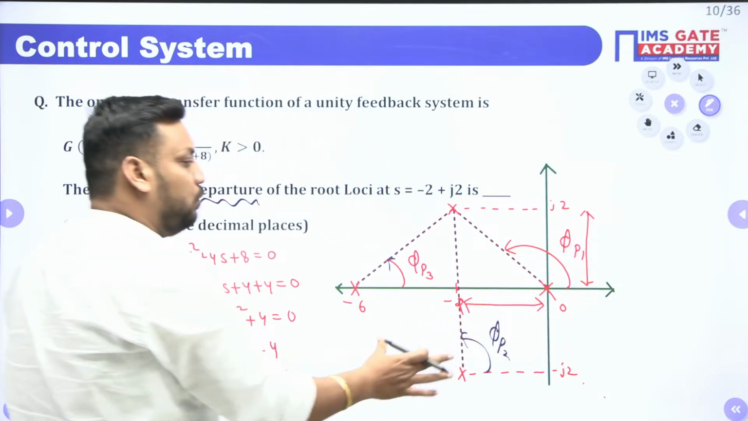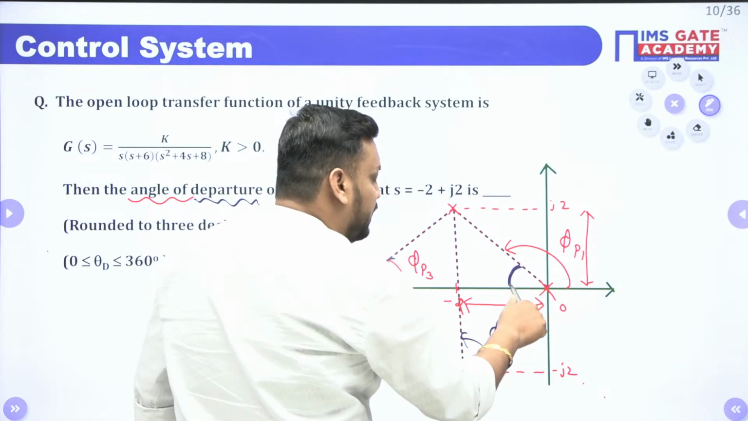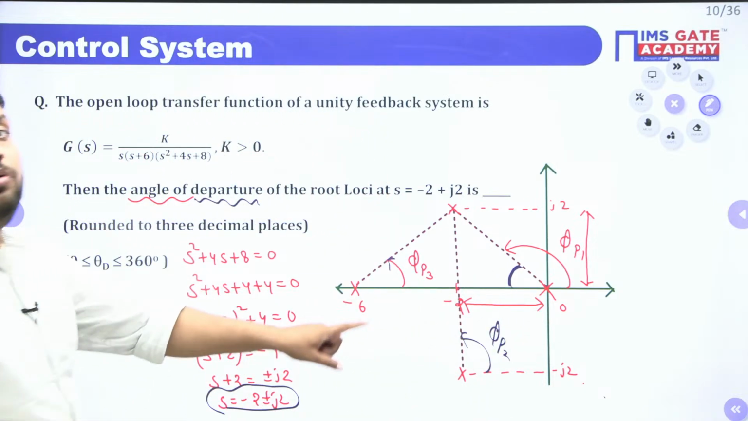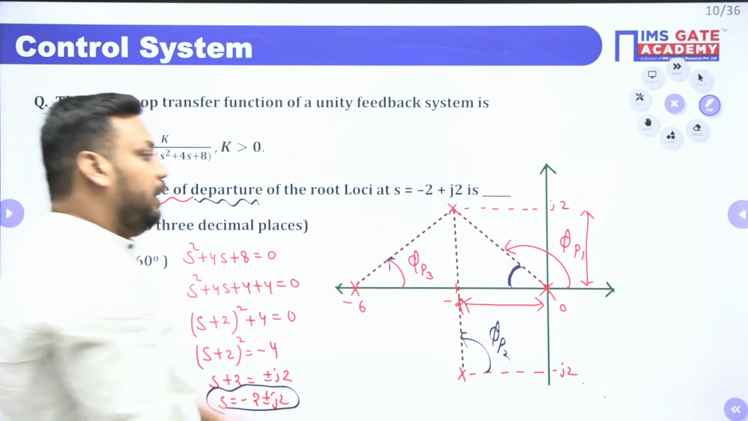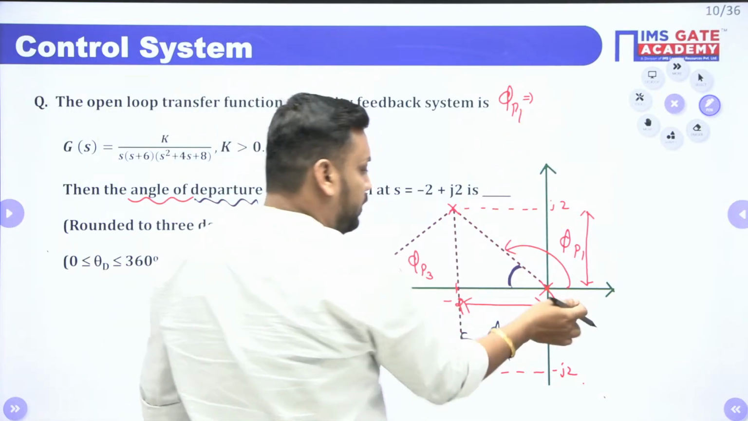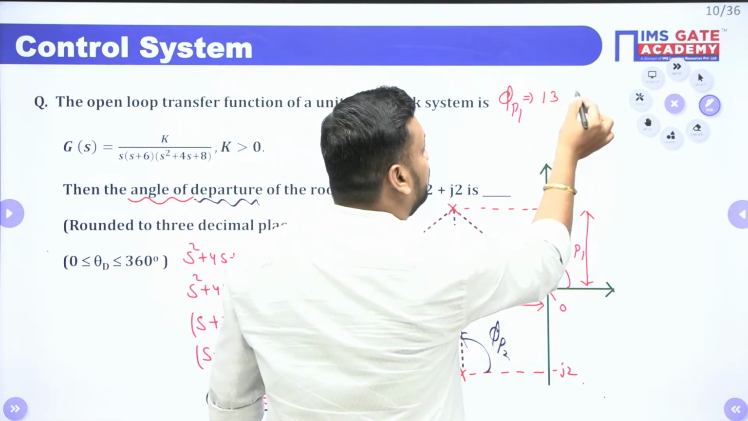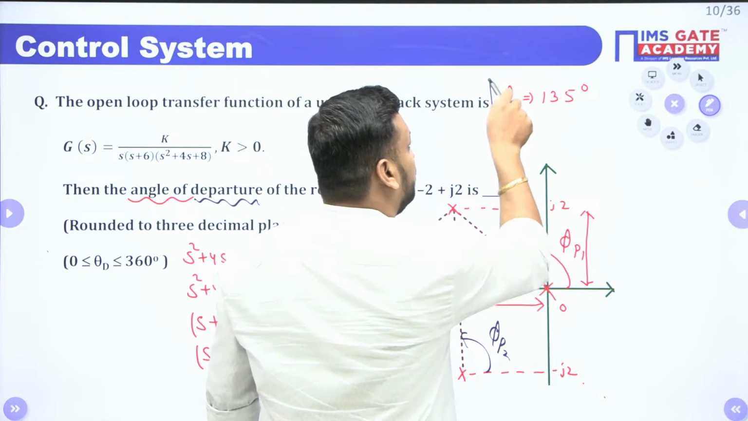Both distances are 2 and 2. It means the angle inside the triangle is theta, which is tan inverse of 2 by 2. It means tan inverse 1, which is 45 degrees. So phi p1 is the overall angle 180 minus 45, so it will be 135 degrees.